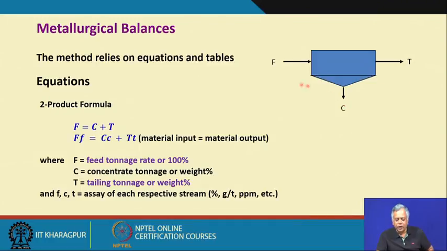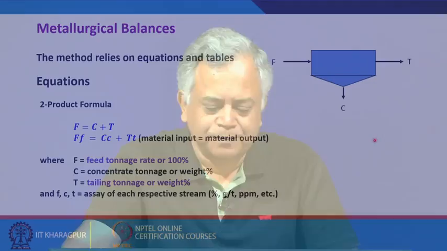So, I write the assay of copper in the feed as small f, the assay of copper in the concentrate as small c, and the assay of copper in the tailing as small t, because, as I said in the very first lecture of this series, you will be losing some of your valuable material along with your reject material, that is the losses. Most of the cases happen like that.